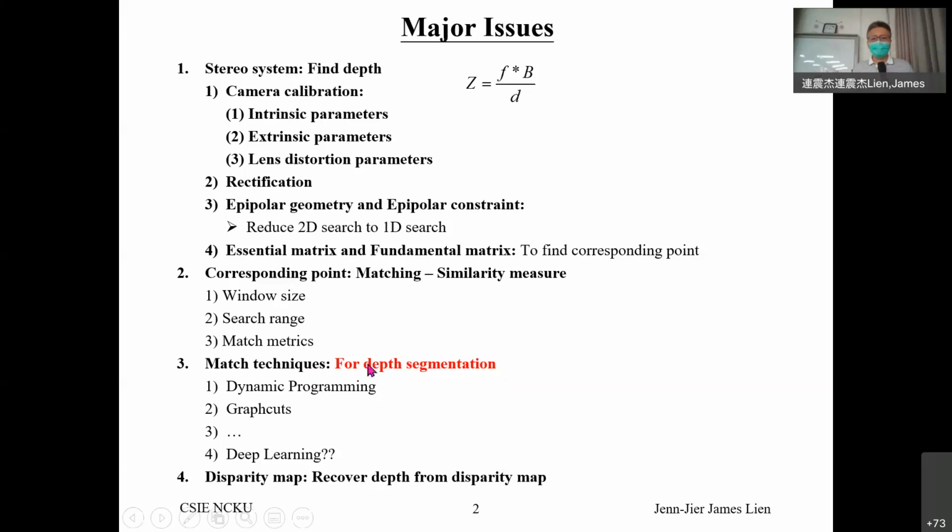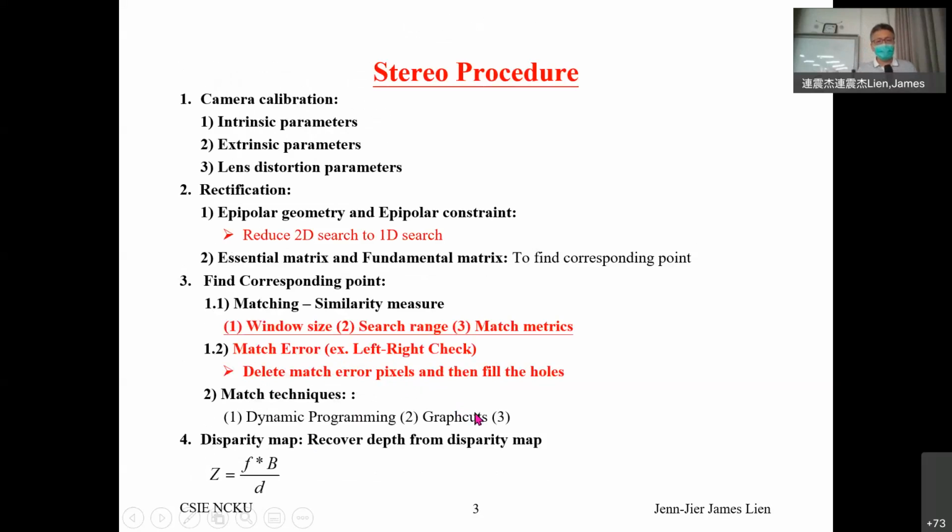And depth segmentation, second, means we try to separate the foreground from the background, or separate two objects pixel by pixel. We call it segmentation, and there are several methods. For stereo, it's almost the same. The important part is first, how can we reduce 2D to 1D? The second part is the similarity measure.